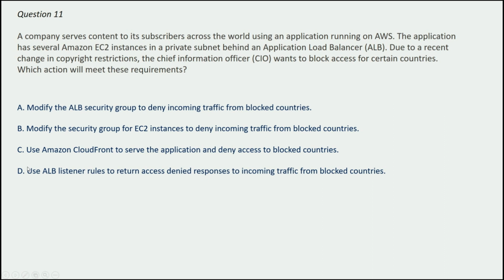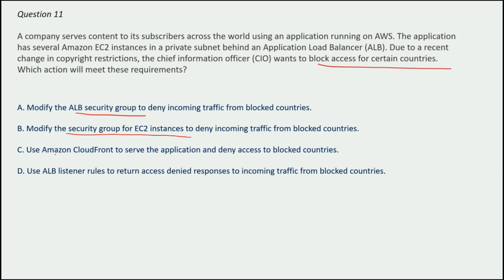So these are the options. So basically, what is the clue here? We have to go for the clue only. Block access for certain countries. This is the requirement, and this could be fulfilled with ALB security group. No, this can't be. And now modify the security group of the instances. No, this can't be done because security group is generally used for allowing traffic from any particular location, from any particular IP or whatever, but it's not used for denying purpose.